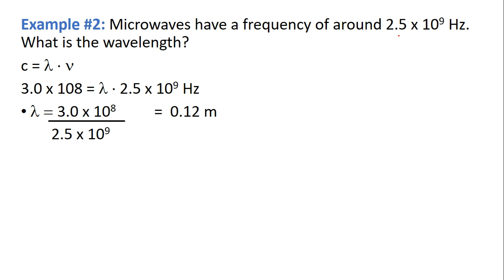So microwaves have a frequency of 2.5 times 10 to the 9th hertz. What is the wavelength? So again, we're using this equation, which is that the speed of light, 3 times 10 to the 8th.